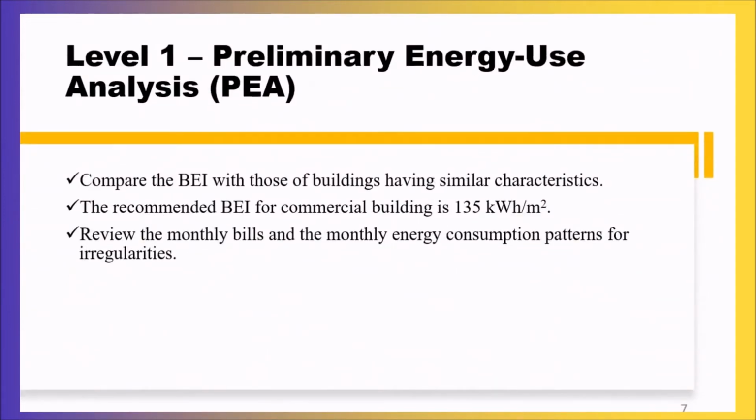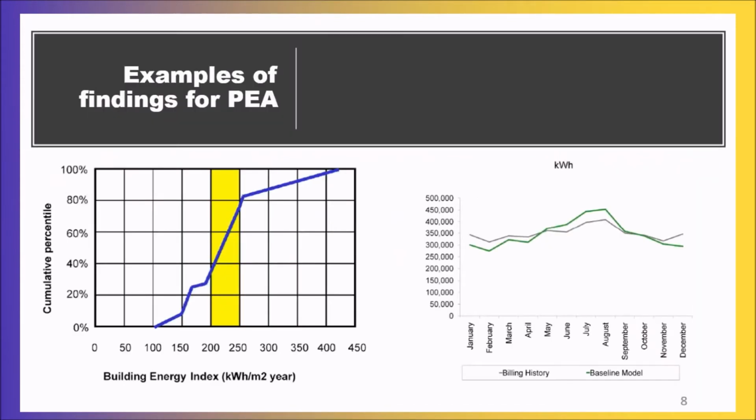After you have obtained the BEI, you can compare it with those of buildings having similar characteristics. The recommended BEI for commercial buildings is 135 kilowatt-hour per meter square. Then you can review the monthly bills and the monthly energy consumption pattern to detect irregularities. These are examples of findings for the preliminary energy audit, such as the building energy index and also the building history compared to the baseline model.